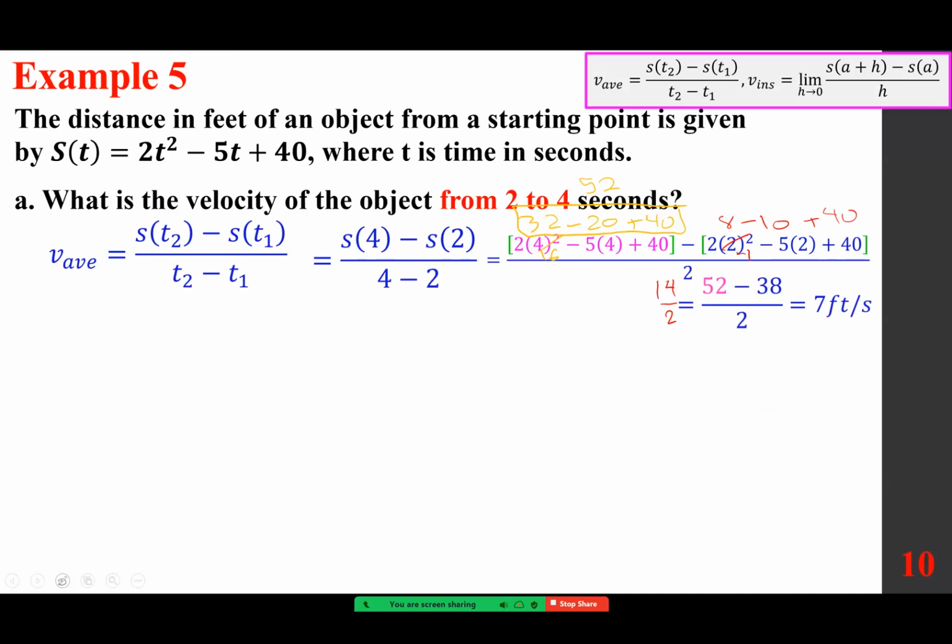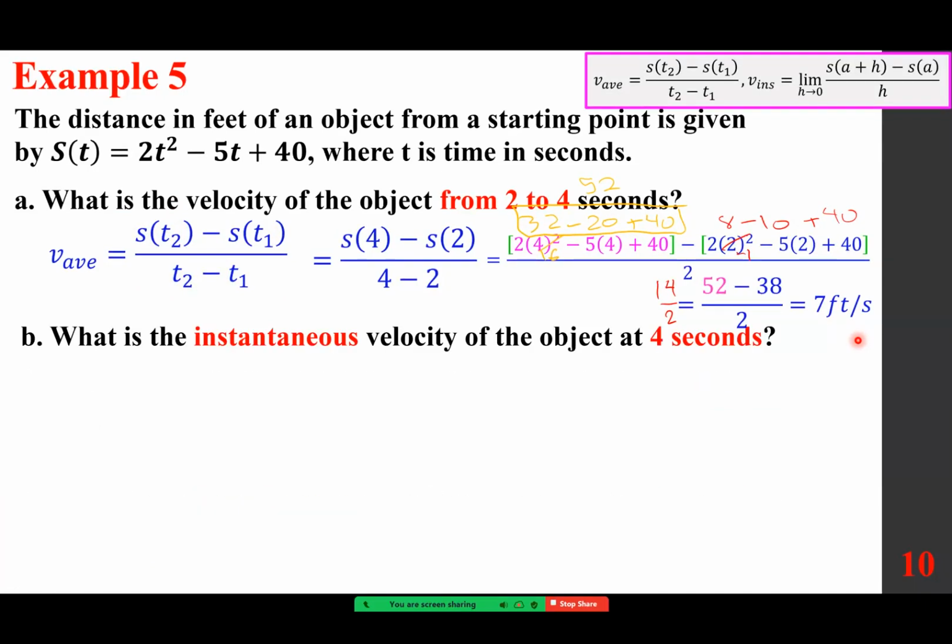Again, as far as the units, everybody, units of the numerator over the units of the denominator. The numerator is about distance, the denominator is about time. So feet per second. Units follow the formulas. The next part, we want to find the instantaneous velocity of the object at 4 seconds. Again, notice here we have 2 points in time. Now we have only 1 point in time, which means instantaneous velocity.